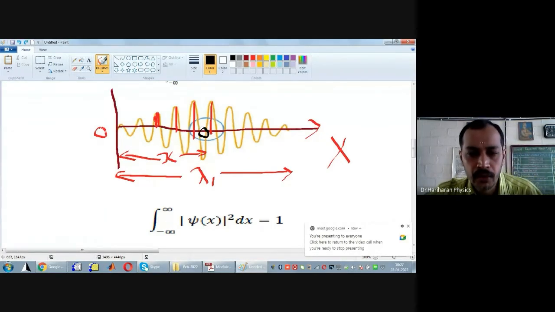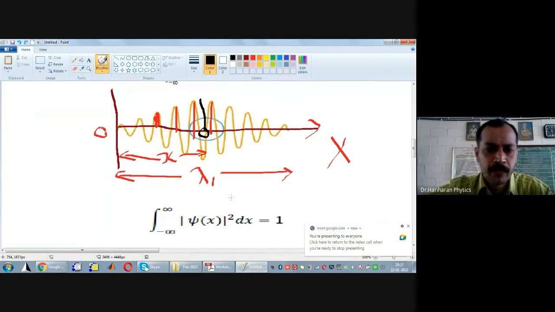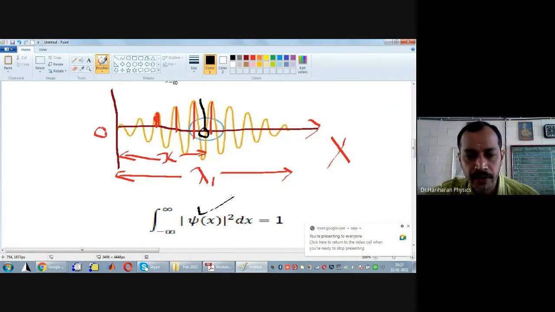Now what will I do? Find the height at that point and square it. That is given by modulus of psi of x squared. The probability of finding the particle is modulus of psi of x squared.